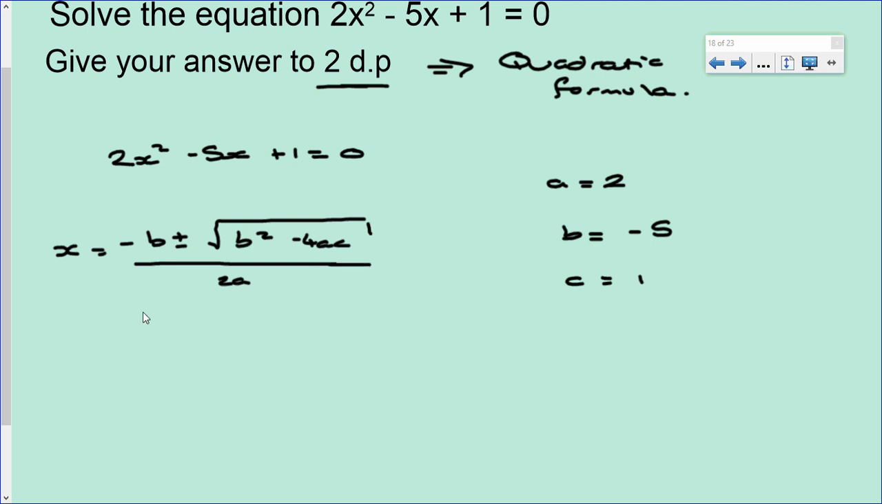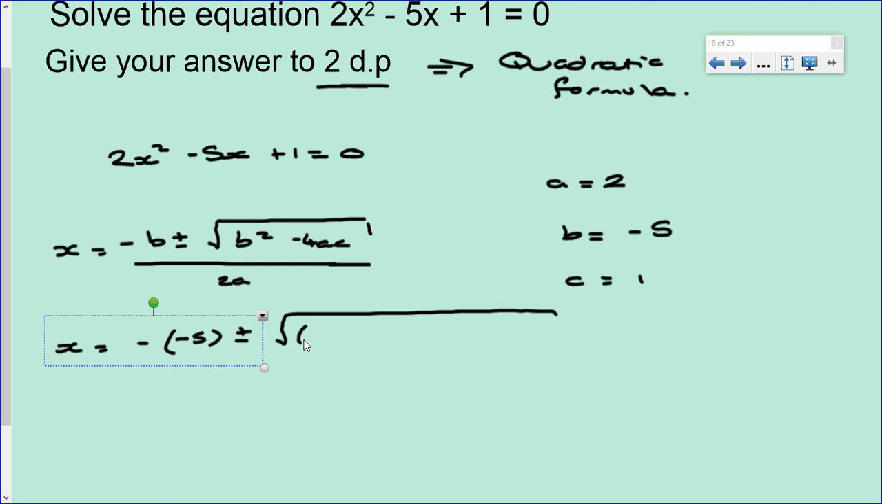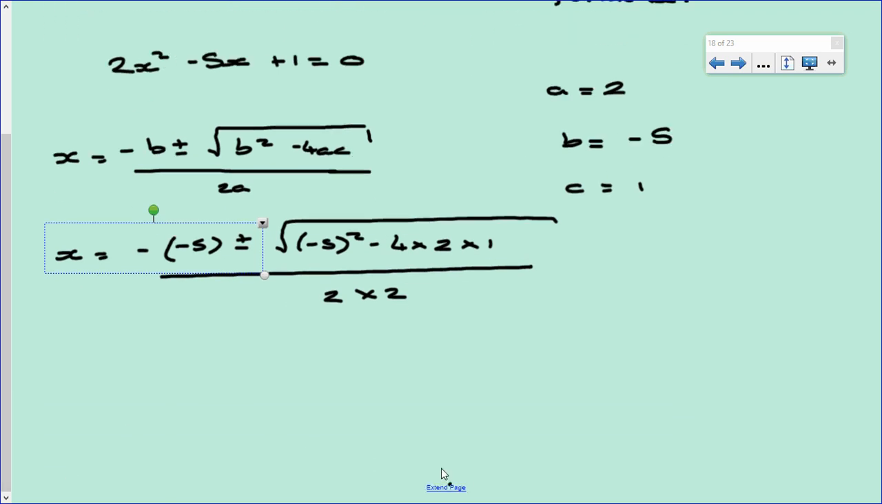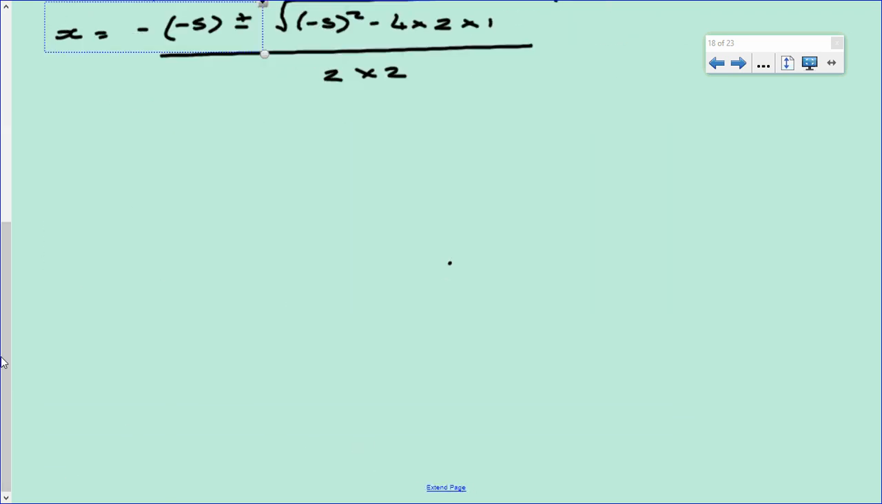There we go. And then we're going to substitute in our numbers, so it's going to be minus. Now, anytime I've got a negative, I'm going to put it in a bracket so that I do not forget about it. So minus 5 over minus 5 all squared, take away 4, times a is 2 and c is 1, all divided by 2 times 2. Lovely. Right, our next step here is we're going to simplify this just as far as possible.